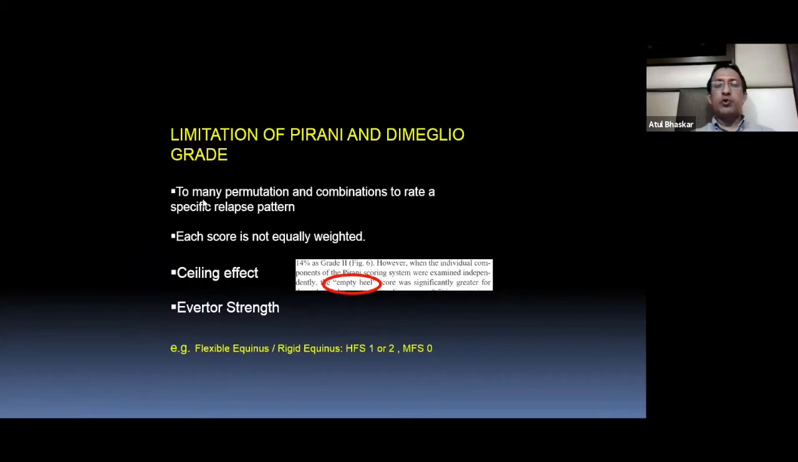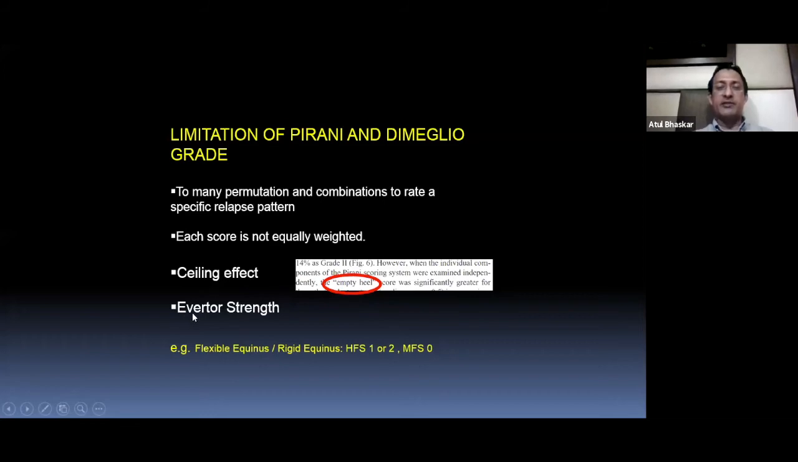What are the limitations of both the grading systems? There are too many permutations. Each score is not equally weighted, because a hindfoot score of 2 and 1.5 may mean the same. There's something called a ceiling effect. So a score of 2 and 3, for example, if an empty heel can score anywhere between 1.5 to 2, then basically any score between 2 and 3 means the same thing.